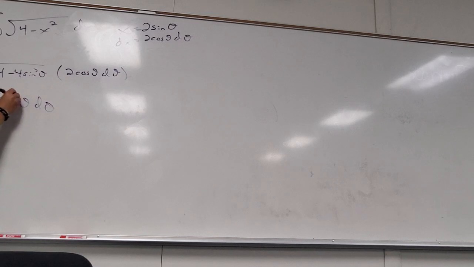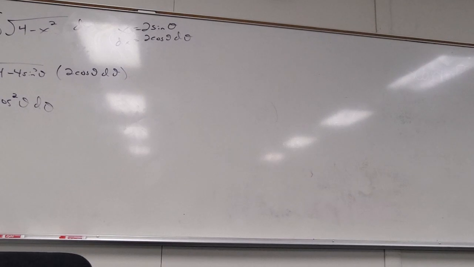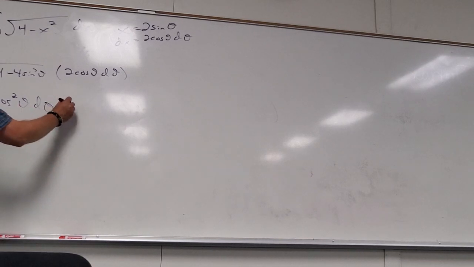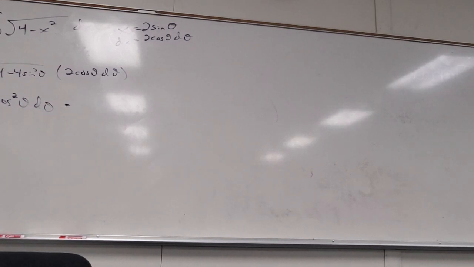Now, you must bring your training in. So, cosine squared is the only thing in there, an even power. What do you have to use for this? Power reduction, right? The identity.